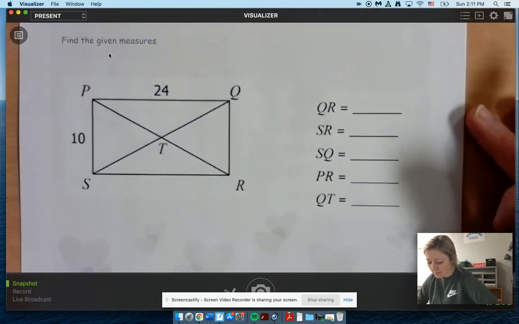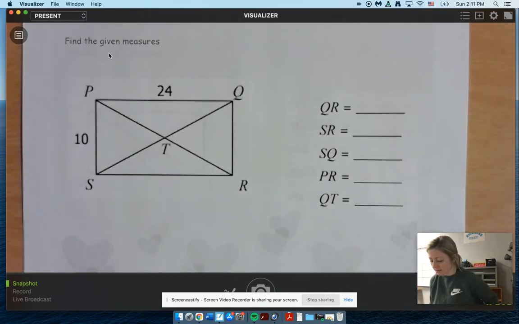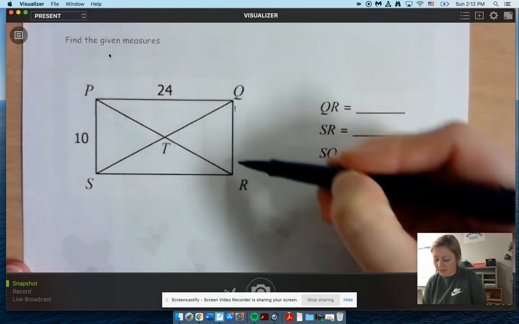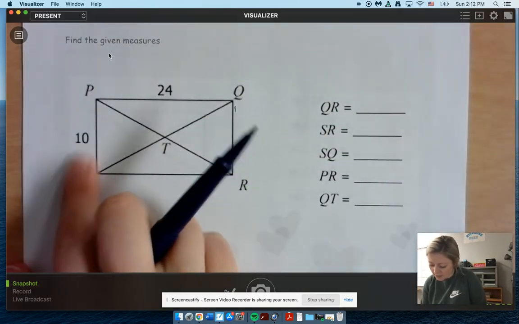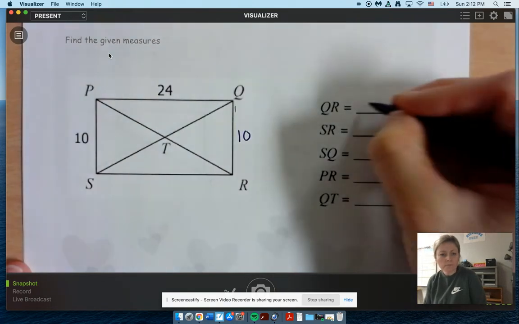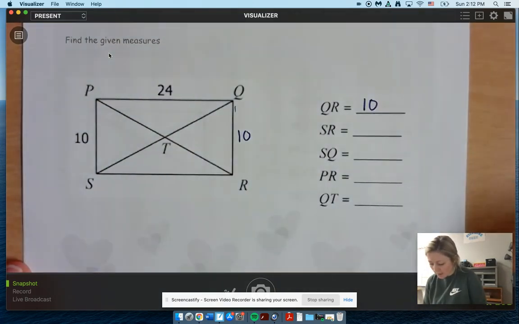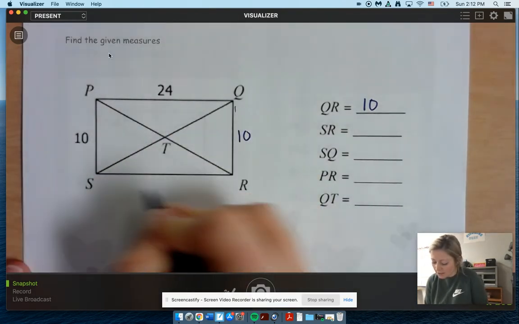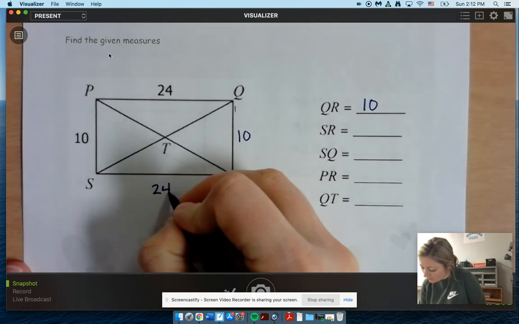Okay, it says given the measures, find. Okay, here we go. So QR, well, QR is opposite PS, and since PS is 10, so is QR. SR is opposite PQ, and we know that opposite sides are congruent, so SR is 24 as well.